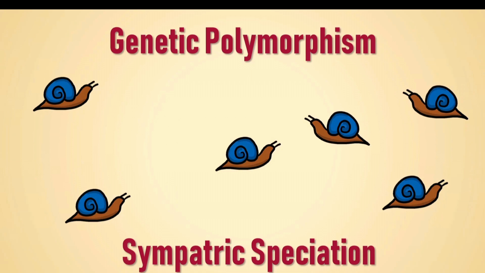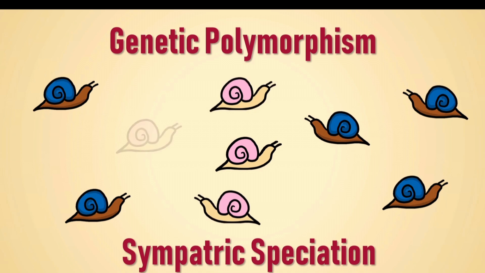Random genetic differences may arise in a small population, leading to altered preferences or behavior. The new population evolves within the same area, leading to the generation of separate species which can no longer interbreed. This type of speciation, wherein the two species evolve together without any geographical isolation, is called sympatric speciation.